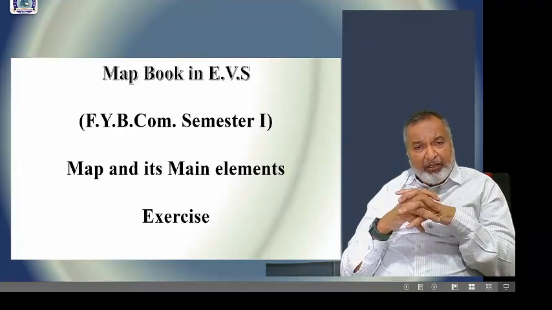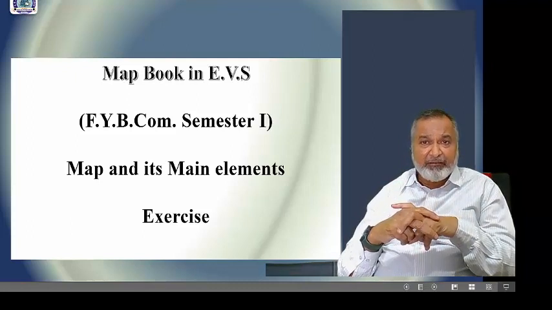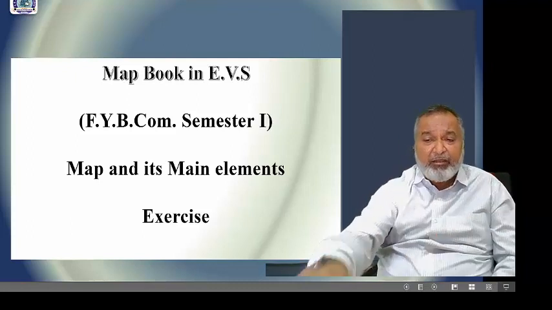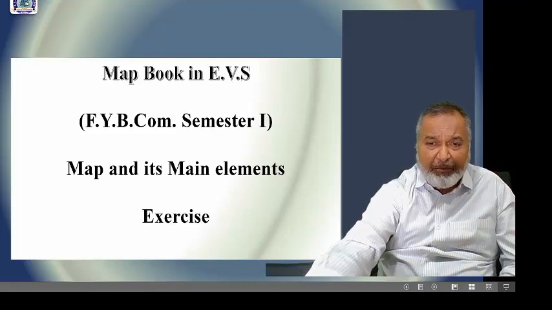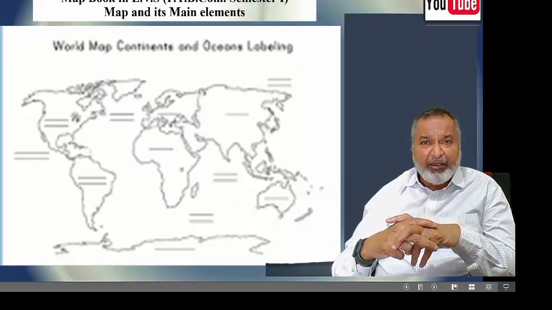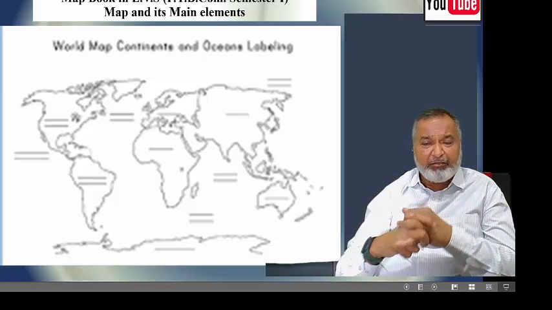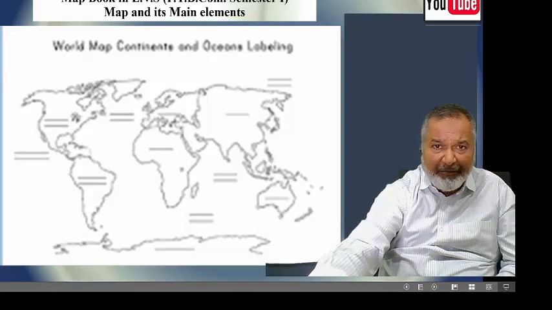After this information, we'll go for some exercise. With the small things, we can make a world map showing the continents and the oceans. The map is not clear, but you can see here.